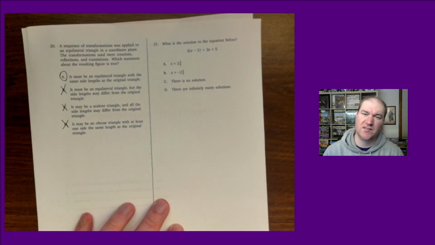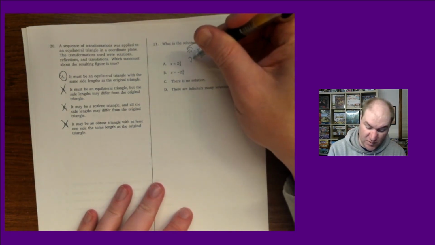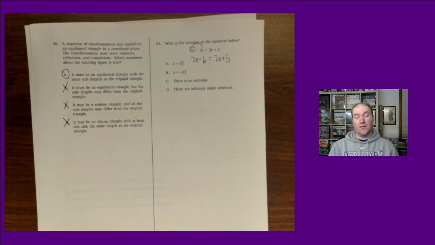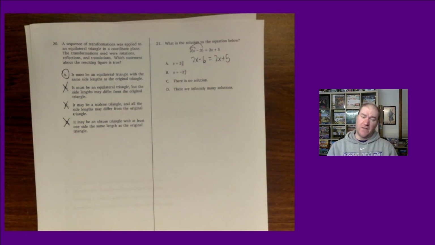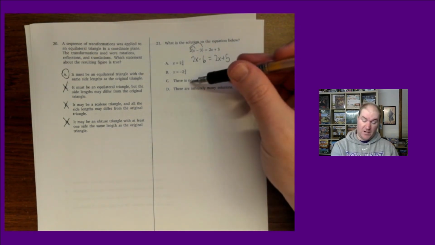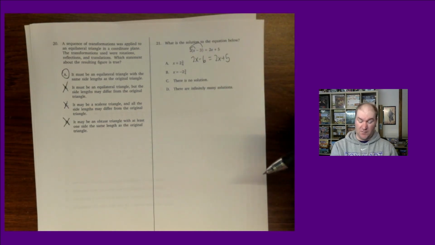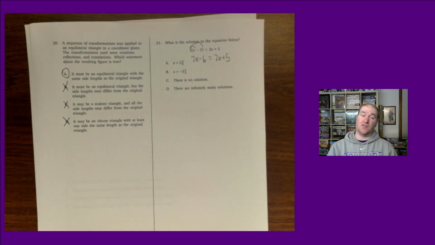Number 21, what is the solution to this equation? So if we distribute this 2, we're going to get 2x minus 6 equals 2x plus 5. Now we learned that when you solve an equation, there's variables on both sides. If the variable term is exactly the same on both sides, then it's either going to have no solution or infinitely many solutions. If it was no solution, then that means that the two sides of the equation are not identical. And if it's infinitely many solutions, that means that the two sides of the equation are exactly identical.